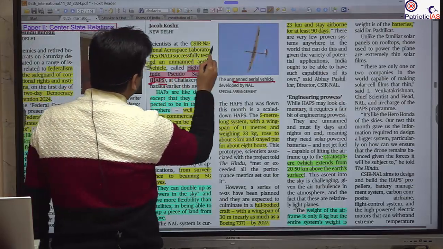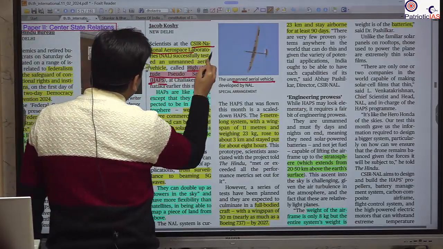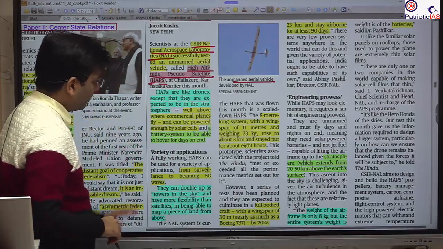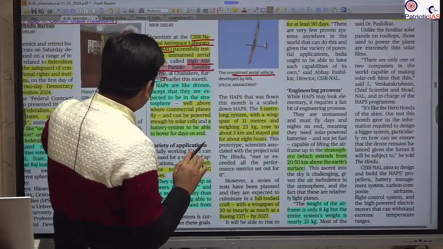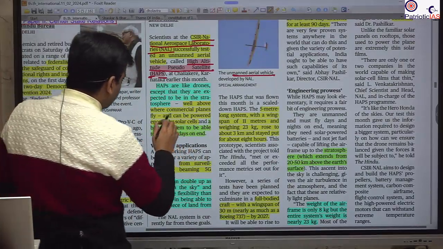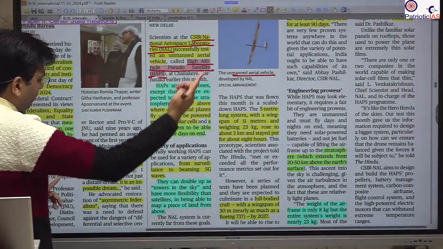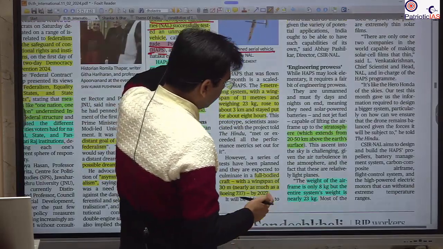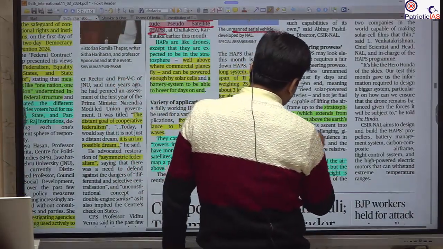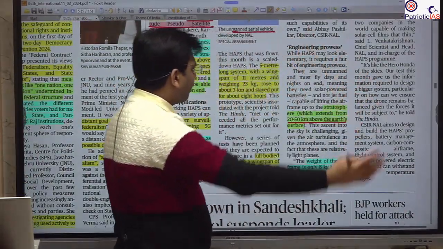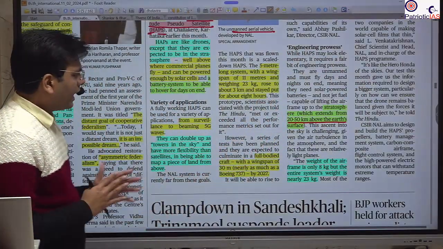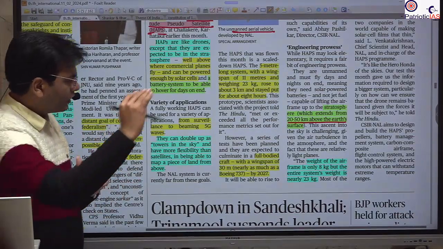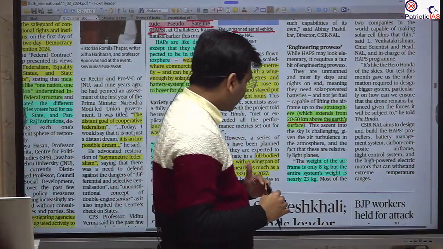Who is making it? CSIR, National Aerospace Laboratory. Okay, so please remember this. What are they aiming to achieve? They are aiming to reach the stratosphere. What is the distance of the stratosphere? It is between about 15 kilometers to 50 kilometers. Sometimes it is 80 in some areas. At the poles it is low, at the equator it is high due to the gaseous condition.